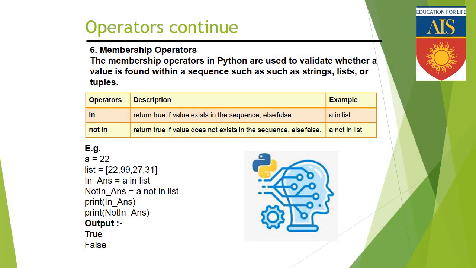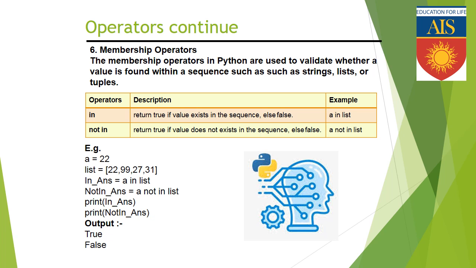The next option is the membership operator. The membership operators in Python are used to validate whether a value is found within a sequence such as a string, list or tuple. In returns true if the value exists in the sequence, else false, like A in list. Not in returns true if the value does not exist in the sequence, else false, A not in list.